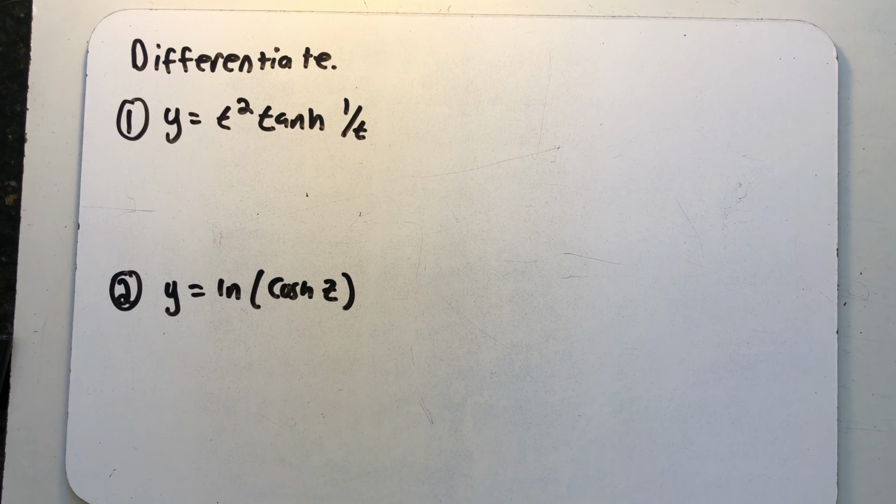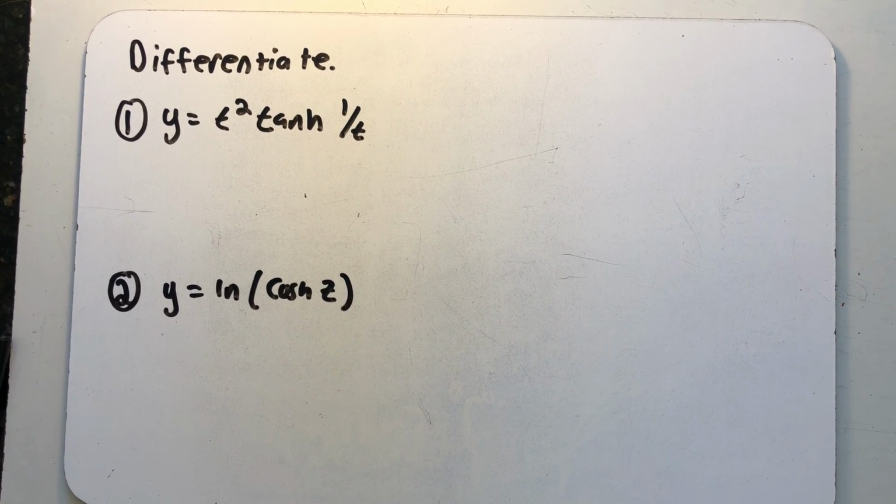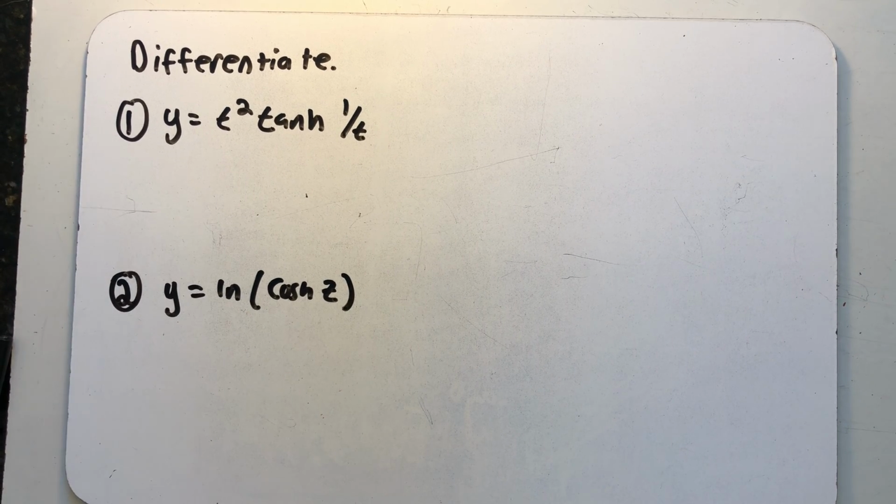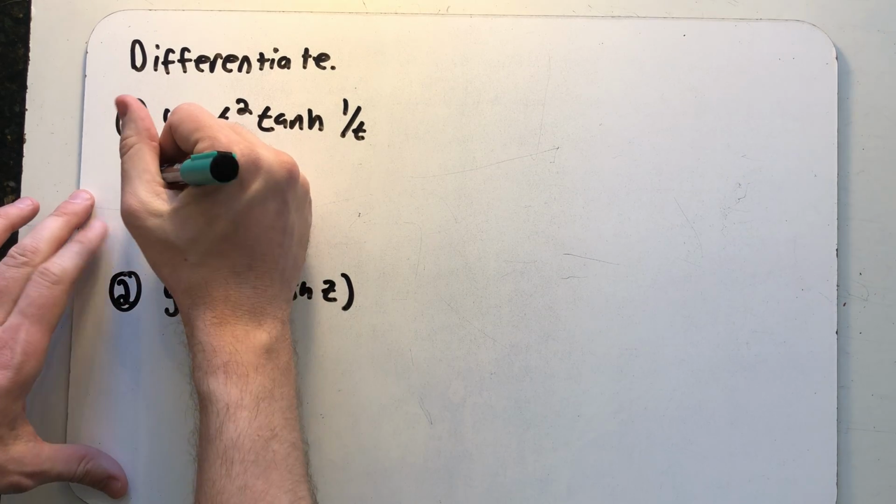Let's find some derivatives that involve the hyperbolic functions. So here I have two problems, and we'll do one more at the end of the video that's not quite on the board yet. But here I have y equals t squared times the hyperbolic tangent of 1 over t. So right away I see that I'm going to have to use the product rule.